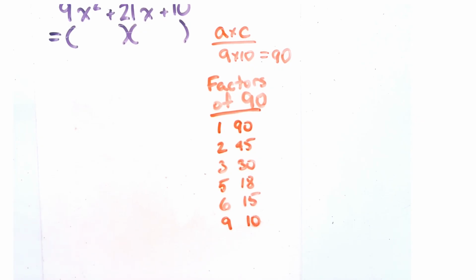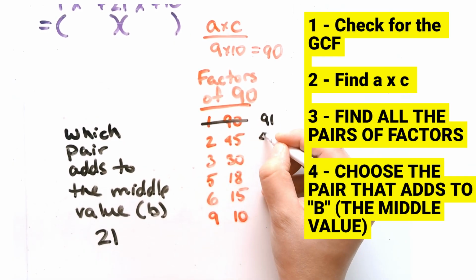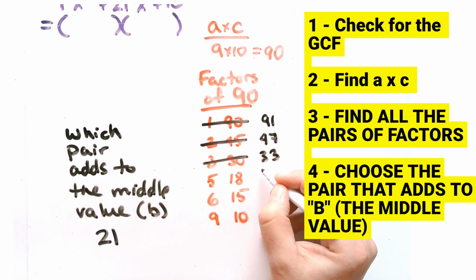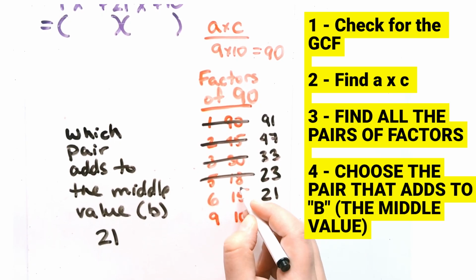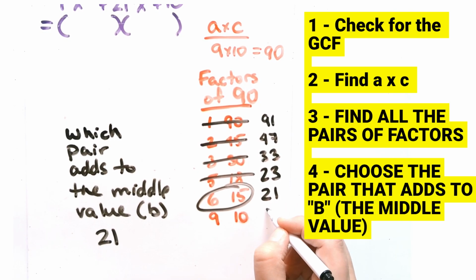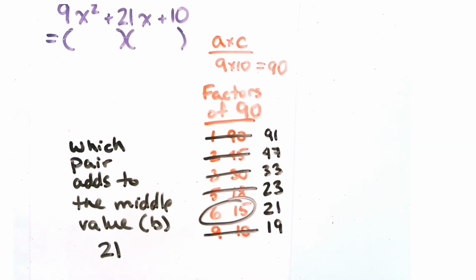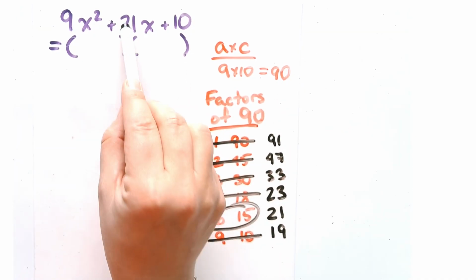The next thing we need to do is find the pair of factors that when I add them, I get this middle value. Okay, so if I take 1 and 90, I get 91. That's not it. 2 and 45, I get 47. That's not it. 3 and 30, I get 33. That's not it. 5 and 18, I get 23. I'm close, but that's not it. 6 and 15, ooh, I got 21. So that is the pair of numbers I'm looking for. And 9 and 10, I get 19. So that's not it. So I just determined that the pair of numbers that multiply to 90 and add to 21 are 6 and 15.